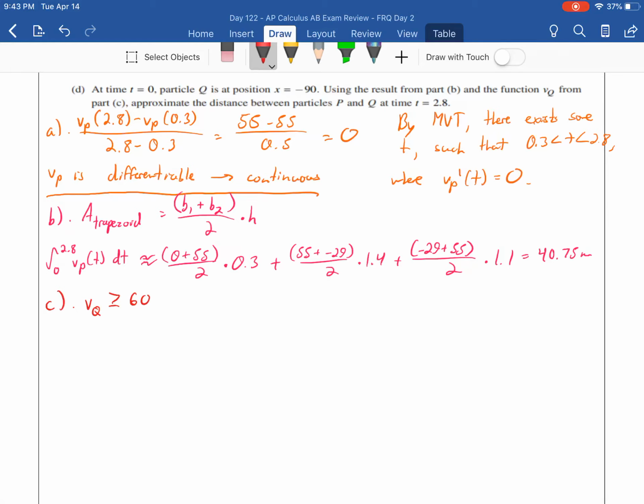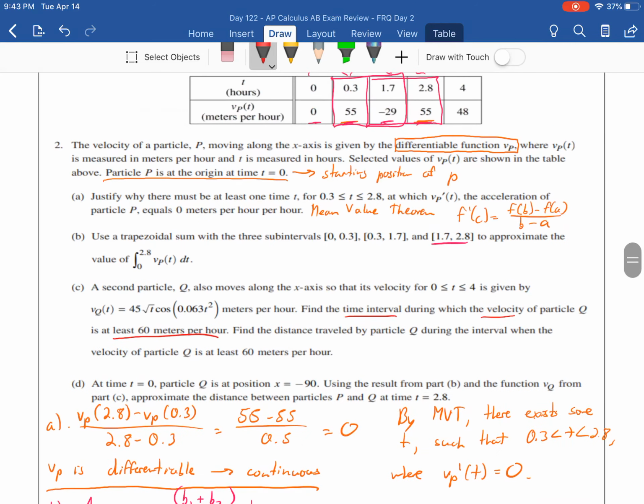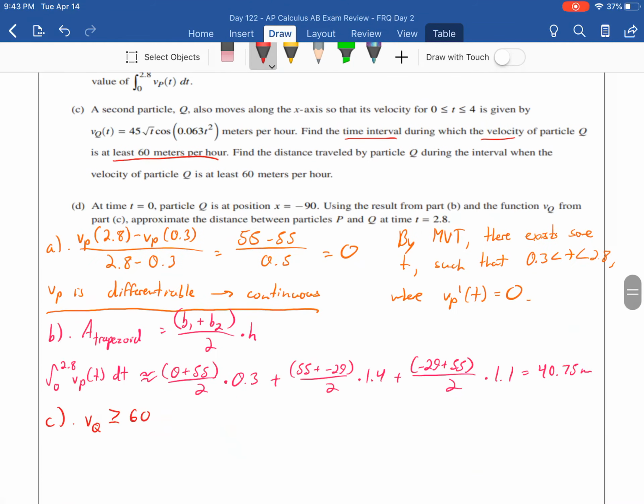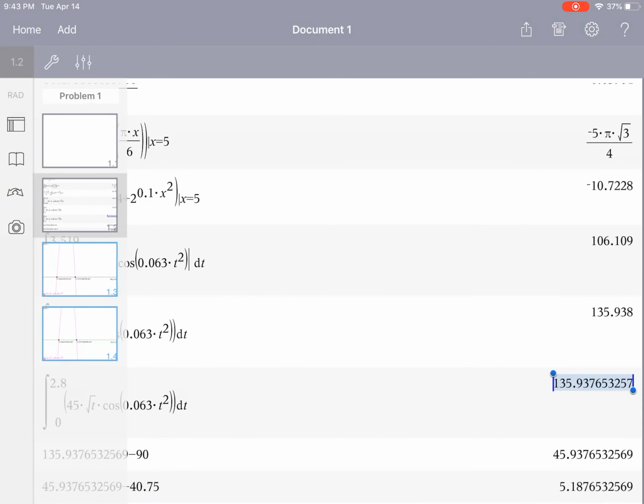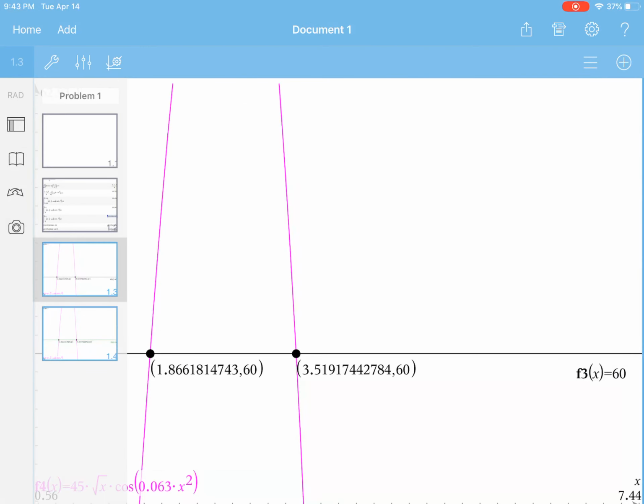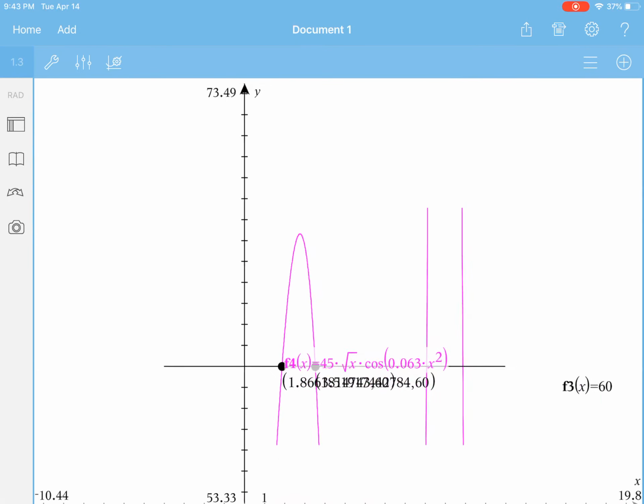The way we're going to do this, since this is a calculator question and a graphing calculator question more specifically, is we're going to graph this V equation of Q. So 45 times square root of T cosine. Take out your graphing calculator and we're going to graph it.